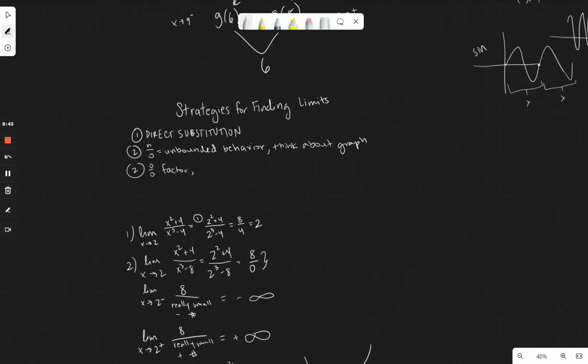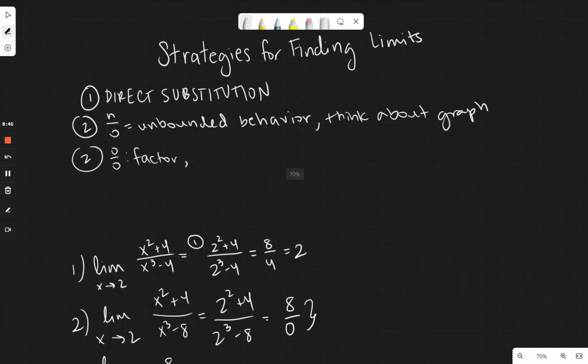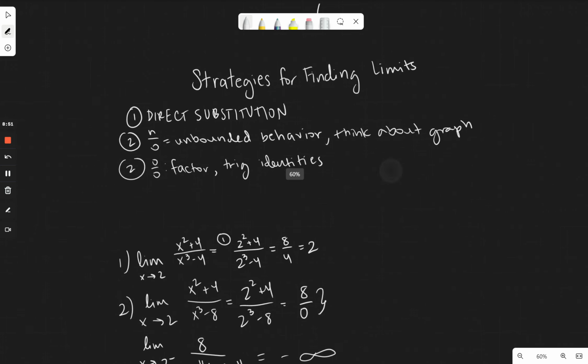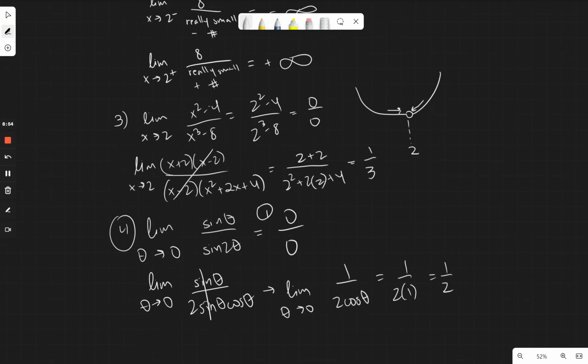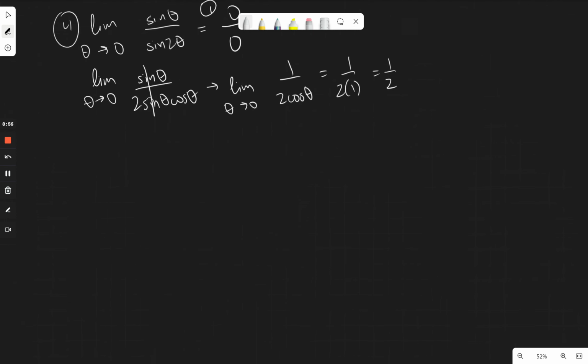So another thing we can do if we get 0 over 0 is use trig identities. And again, this is exactly what it says on Khan Academy. So if you want some practice, always go to Khan. Or look at some of the theta tests. All right, let's do another example of a strategy.